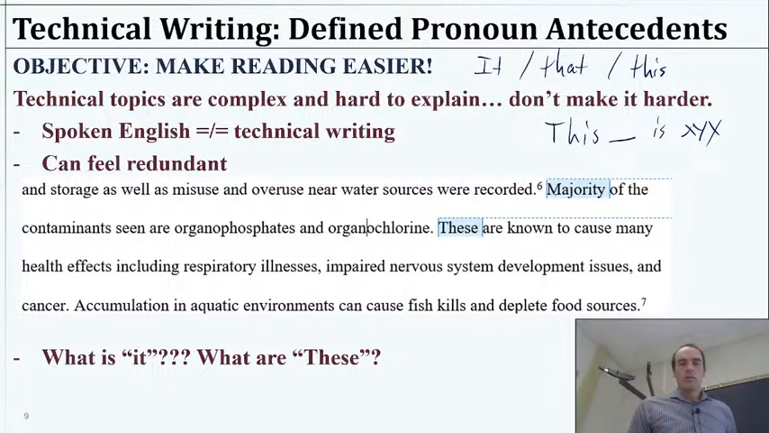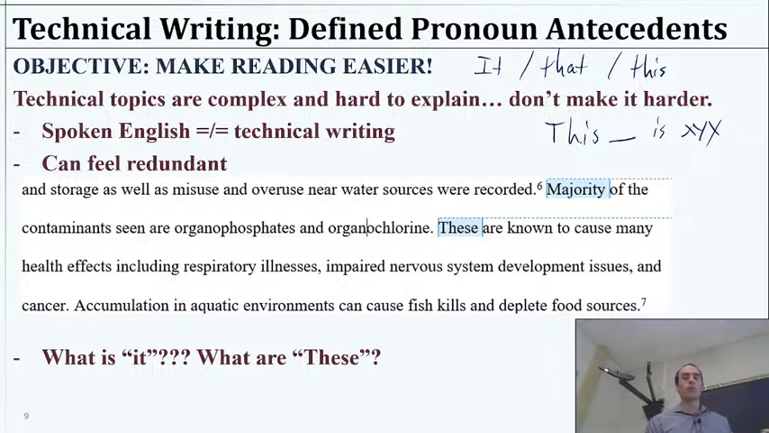All right, so here's a sentence. It has a little issue here. So we'll say the majority of contaminants are organophosphates and organochlorine. The next sentence starts with, "these are known to cause." Now, this one is fairly clear because the previous sentence was pretty simple and straightforward. So I totally get it that you don't feel like you need to clarify. And in this case, it would feel a bit redundant. But it is still best practice to go ahead and clarify.